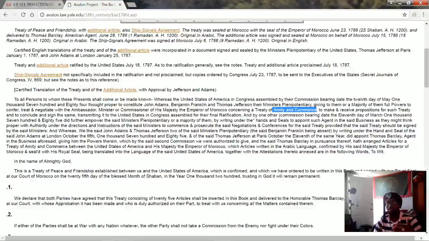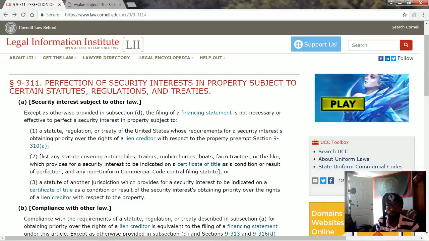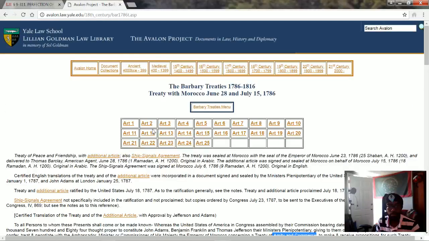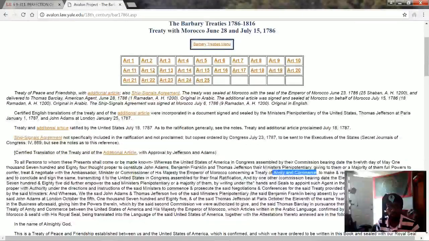And then in the U.C.C. itself, it states that perfection of security interests is subject to other law. I'm reading our treaty right now, right? You know why? Because right here in perfection of security interests, it states that the filing of a financial statement is not necessary or effective to perfect the security interest in property subject to what? A treaty. A treaty of the United States. What's this treaty about? Ain't this between Morocco and the United States?